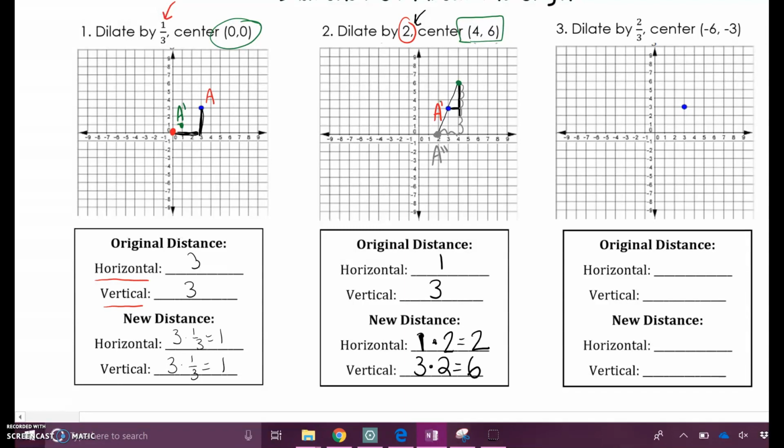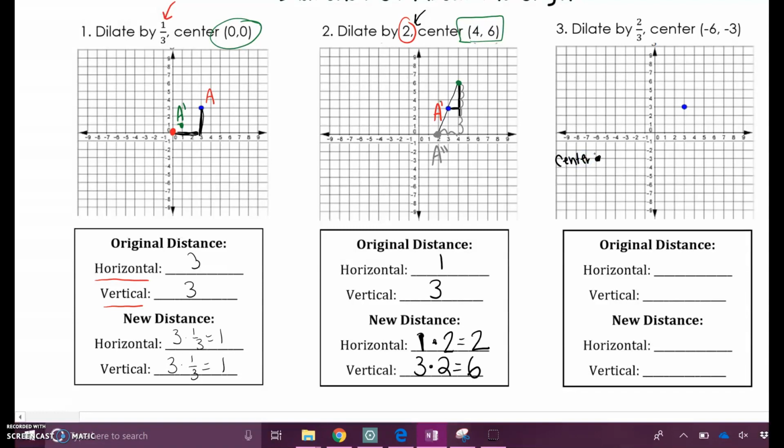Let's try our third one. So we're going to dilate this point by 2/3, and our center is -6, -3. So this is our center of dilation. If on your graph you want to mark that as center, that would be totally fine. Center. Okay.